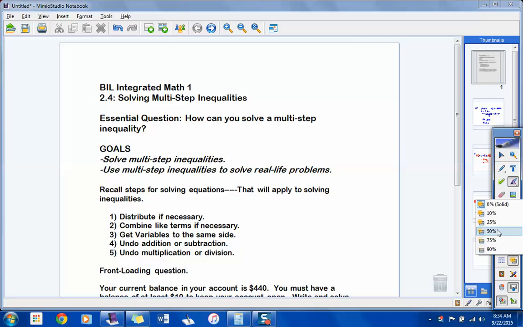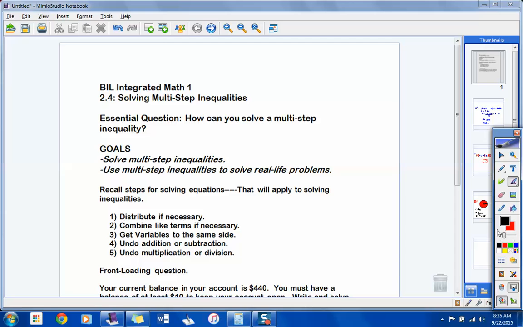A volunteer would read that first goal for me. Thanks, Anna. Solve multi-step inequalities, and then down below it says use multi-step inequalities to solve real-life problems.